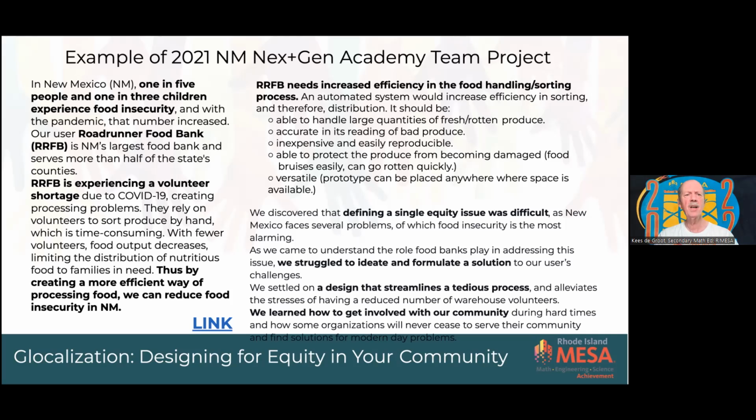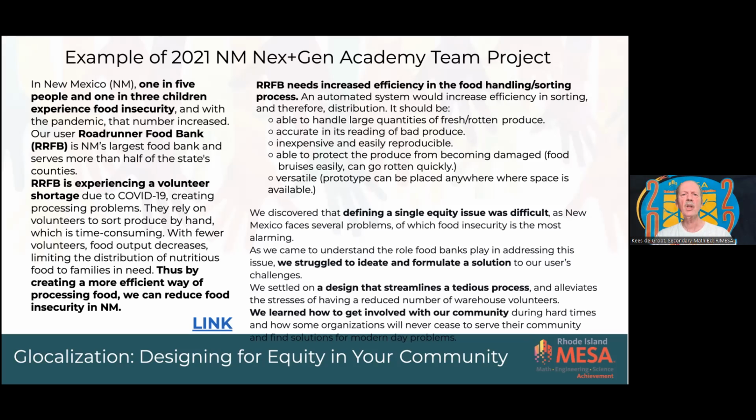So they claim that 1 in 5 people and 1 in 3 children are food insecure in New Mexico. They have a Roadrunner food bank. It's the largest food bank in New Mexico. It was experiencing a volunteer shortage. This was, of course, during the pandemic. And so one of the things that was an issue is that they did not have enough volunteers to sort the fruit by hand. So they understood that as an opportunity for a design solution to create a more efficient way of sorting and processing food that came in to be distributed.